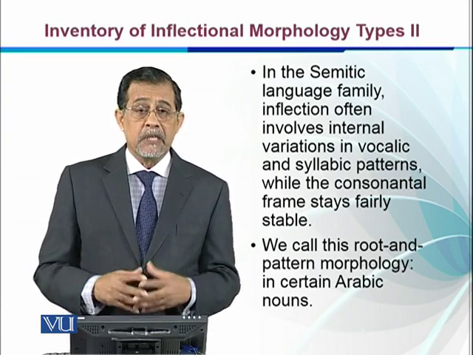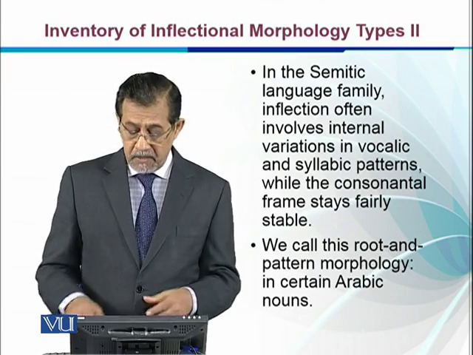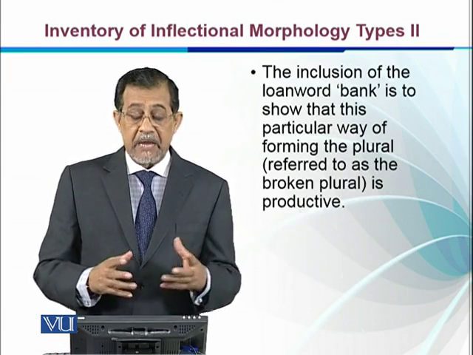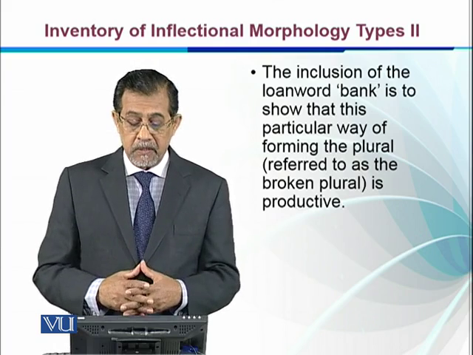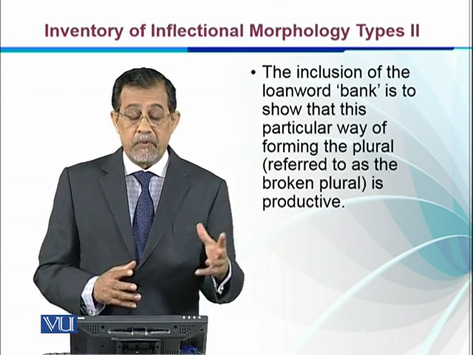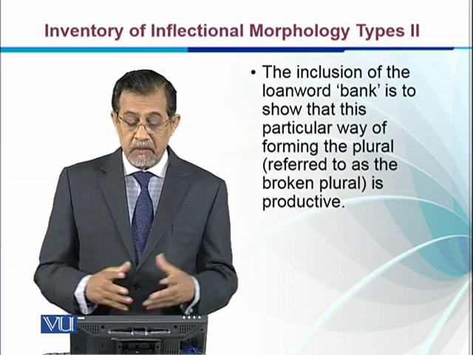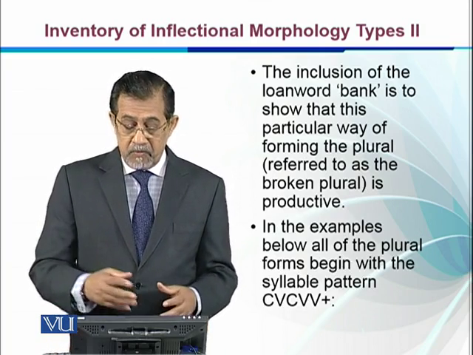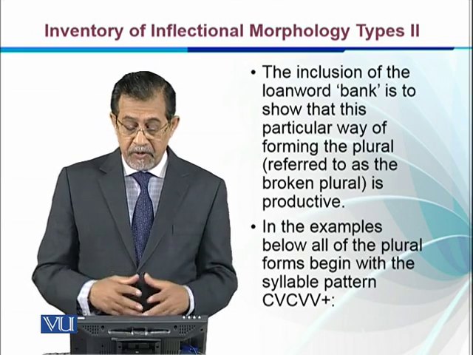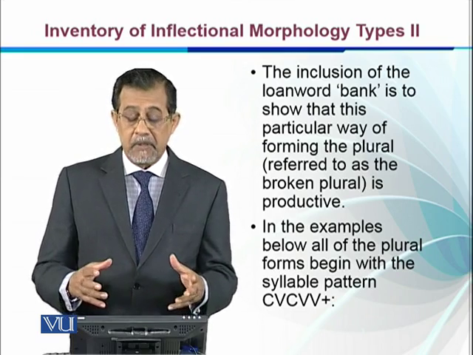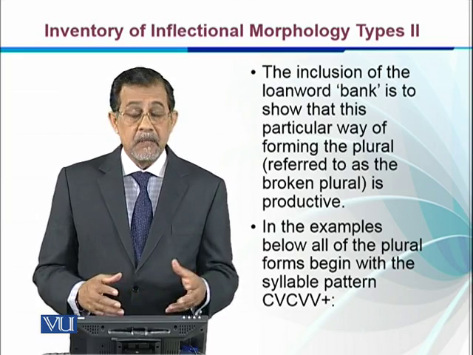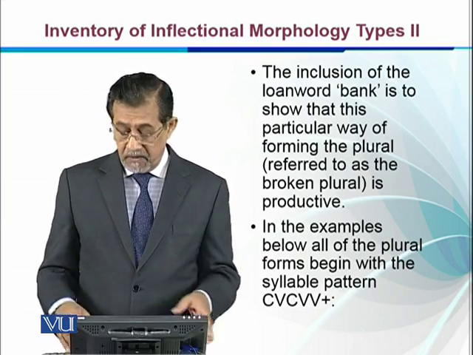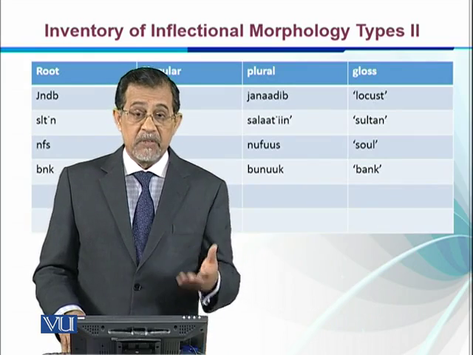Especially it takes place in certain Arabic nouns. The inclusion of the loanword bank into Arabic is to show that the particular way of forming the plural is productive. So we can see that the plural form begins with the syllable pattern of consonant, vowel, consonant, vowel, and vowels. And then we can add something.